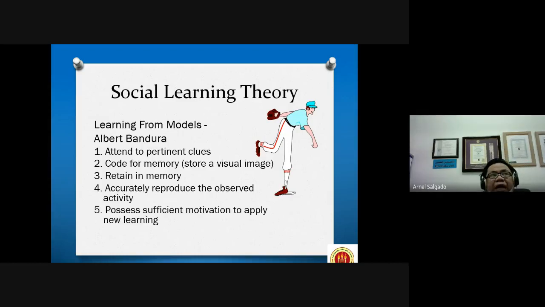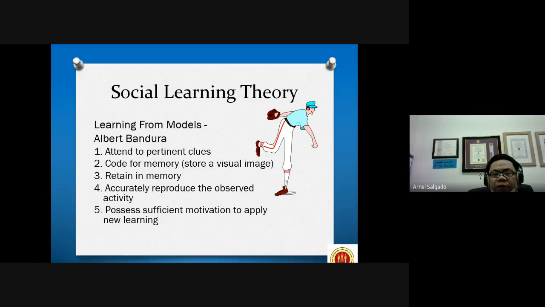Lastly, after successfully demonstrating the procedure or the skill or any knowledge for that matter, the patient or the student will possess sufficient motivation to apply that new learning. In short, they may improve what they learn. You observe this, no? When we teach you a specific skill, sometimes you discover a new way to improve. This is how we always ask the students to improve themselves.